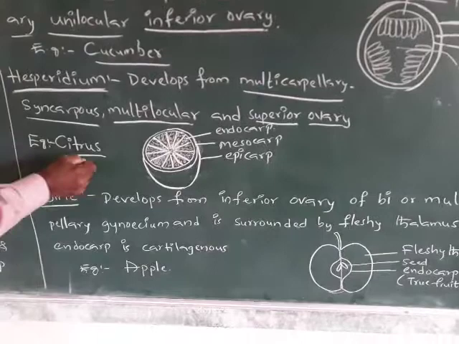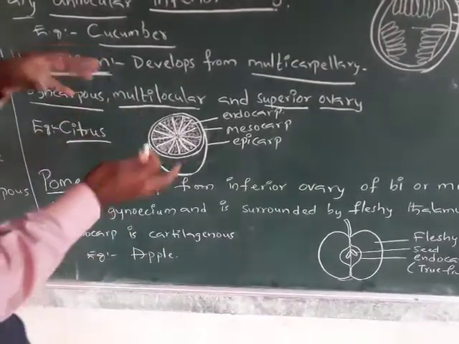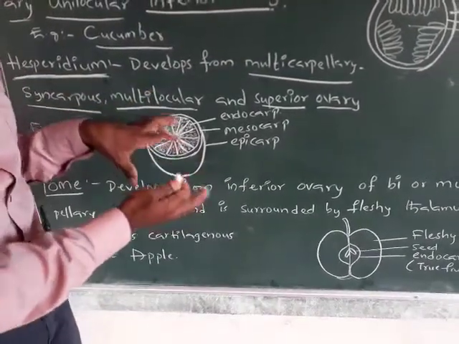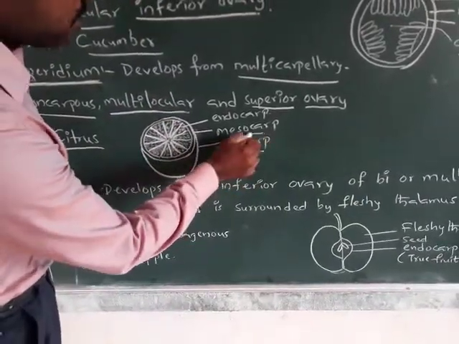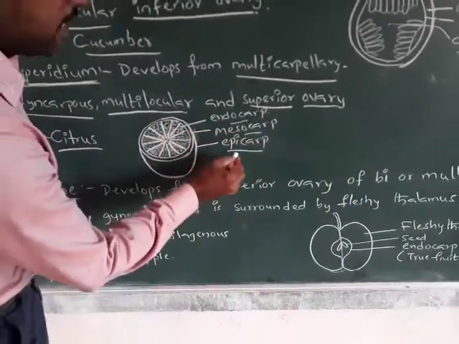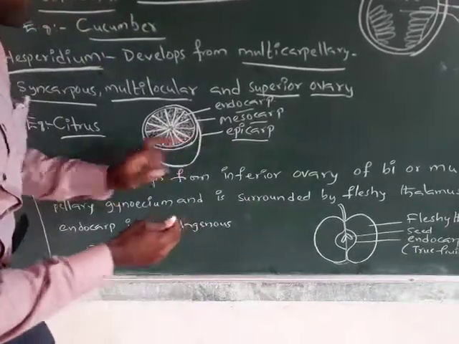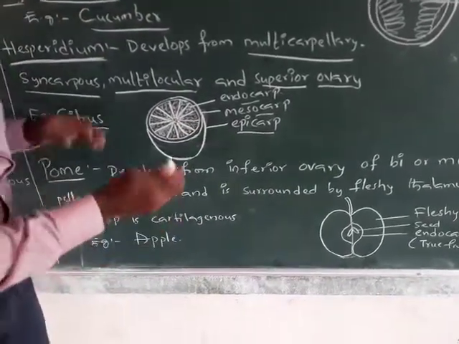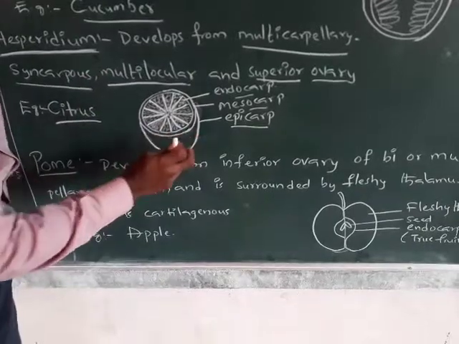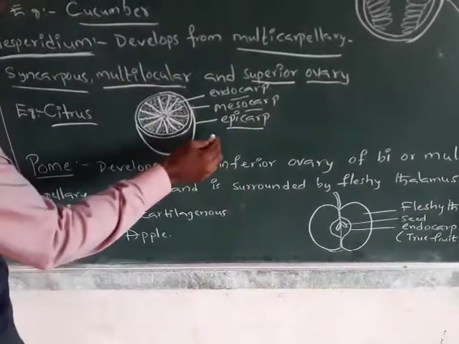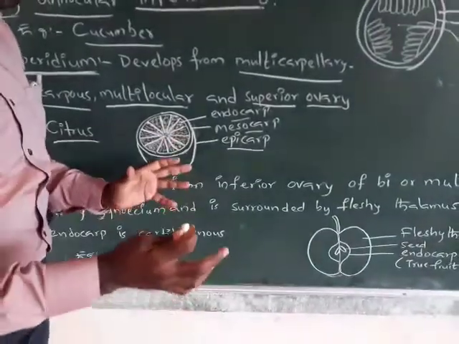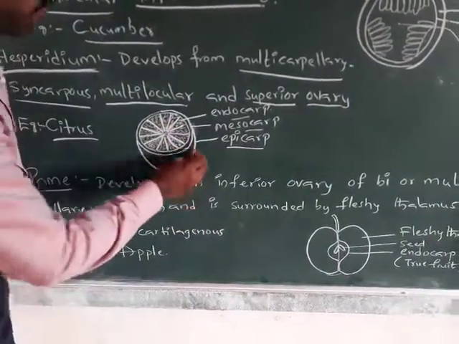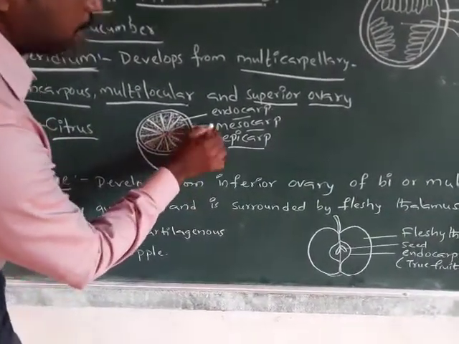Example, citrus fruit. The pericarp is differentiated into 3 layers: epicarp, mesocarp, endocarp. The epicarp is a leathery structure, as in citrus. I think you already know this citrus fruit. The outer layer is leathery, and it has volatile oil glands. And coming to the mesocarp.